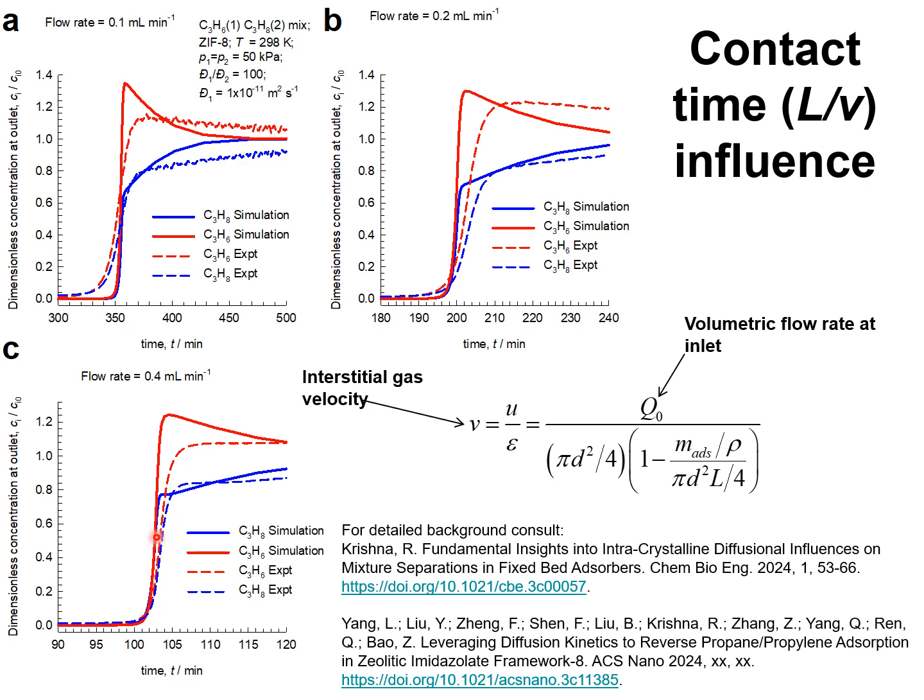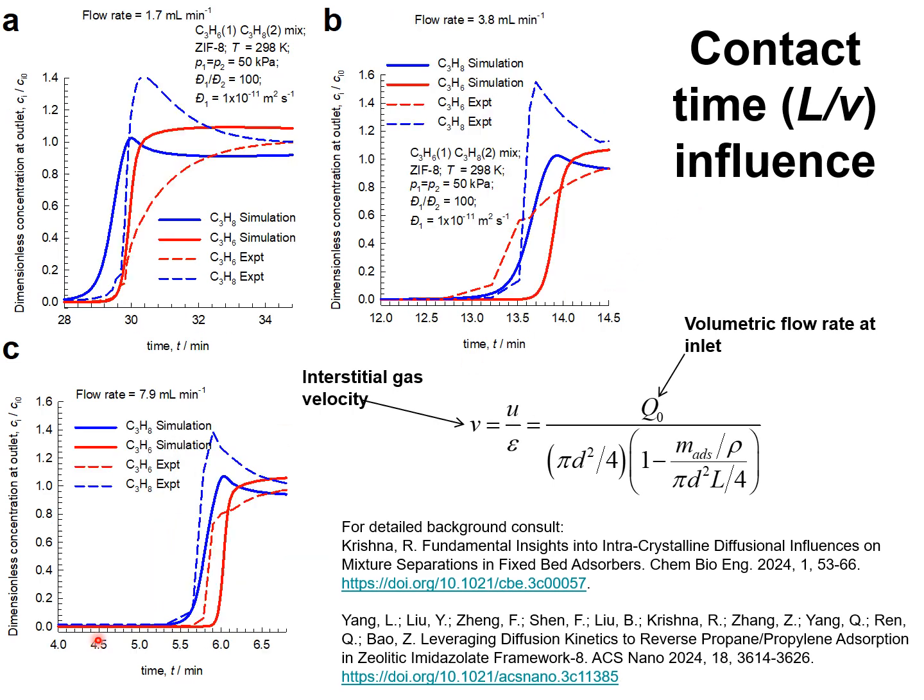In order to increase the diffusional resistance, we need to employ higher gas flow rates, i.e. shorter contact times. Here we set up 3 experiments at higher flow rates of 1.7 milliliters per minute, 3.8 milliliters per minute, and 7.9 milliliters per minute. The tube is packed with C3H6 crystals of 9 micrometer diameter. The experimental data shown by the dashed lines are from this ACS Nano paper cited here. The continuous solid lines are the simulations using the Maxwell-Stefan diffusion formulations as described in detail in my paper in Chemical and Bioengineering 2024.